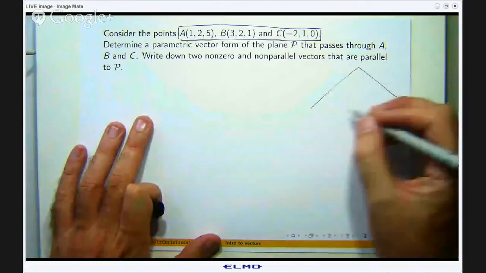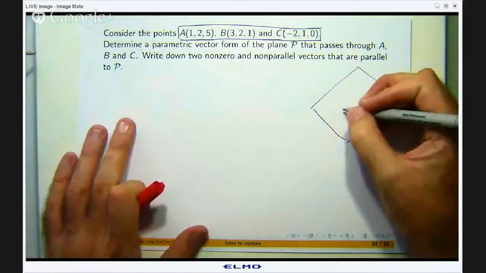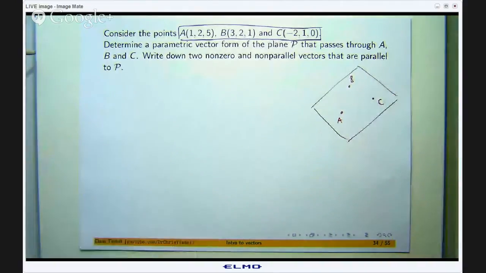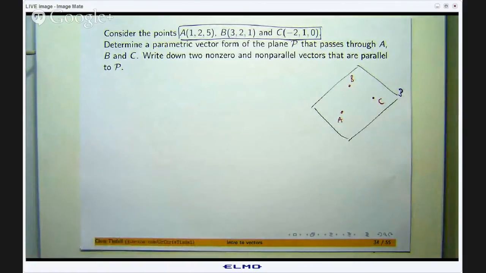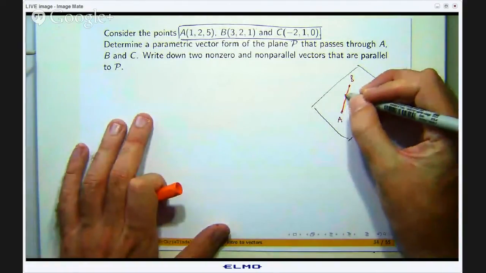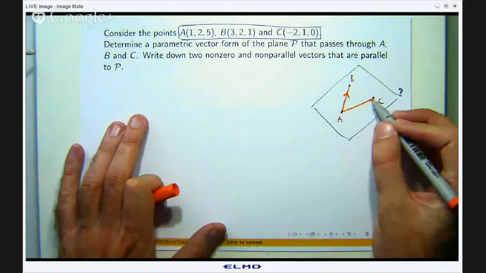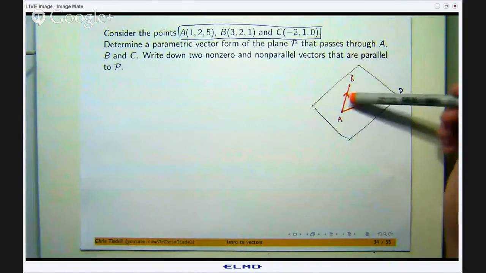Okay, so let's say here's the plane. We know of a point A and a point B and a point C. Now there's no scale here, I'm just sort of drawing in any 3 old points. These 3 points all lie on the plane P. So what I can do then is compute the vector from A to B, the vector from A to C.